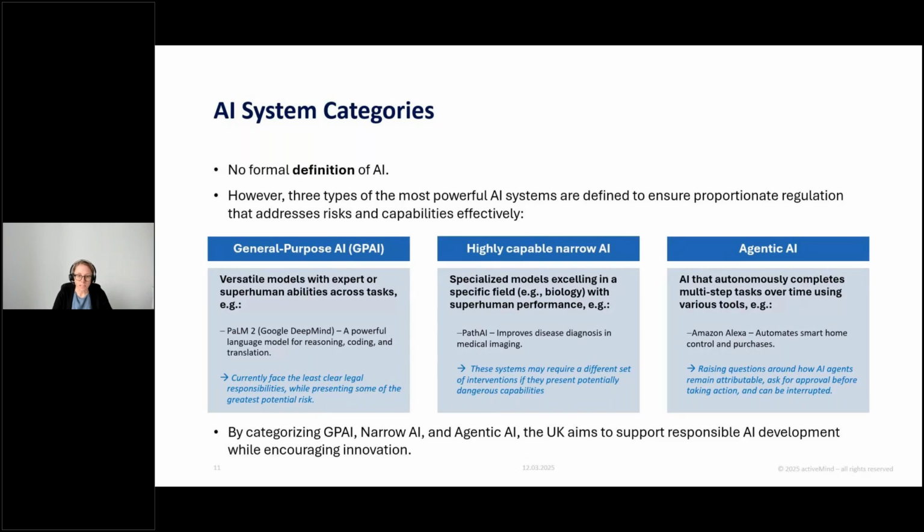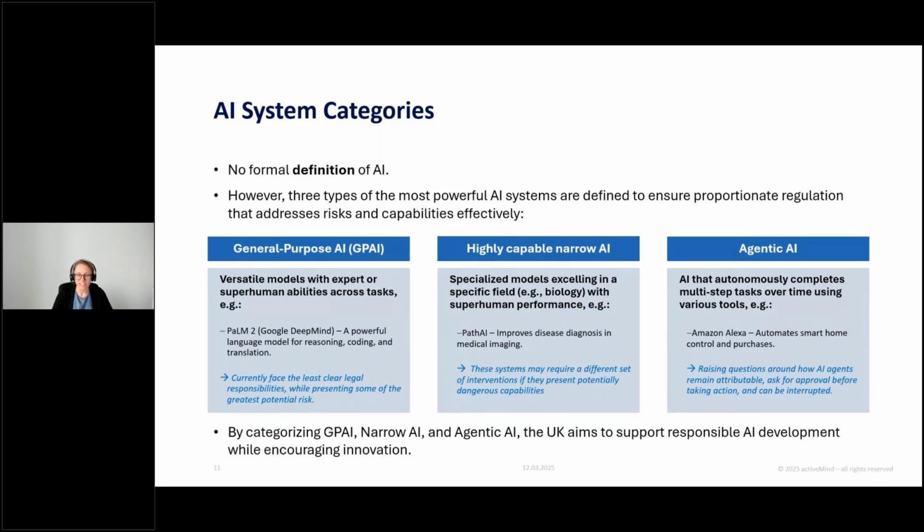Moving forward to the next one, it's highly capable narrow AI systems. Those are specialized models excelling in specific fields, for example, biology, with superhuman performance. If those systems present potential danger capabilities, there is a different set of interventions required. So those narrow AI systems are designed to perform specific tasks. This could be a chatbot. And here I mentioned the principles earlier, especially the transparency principle will become important here to take care of.